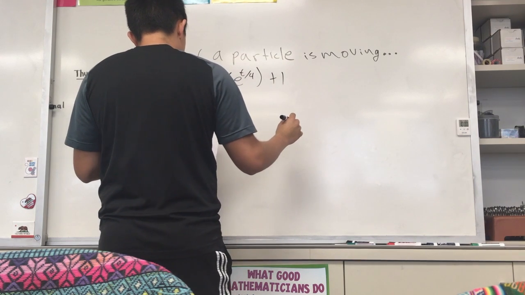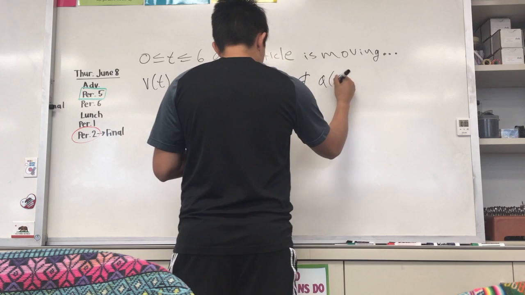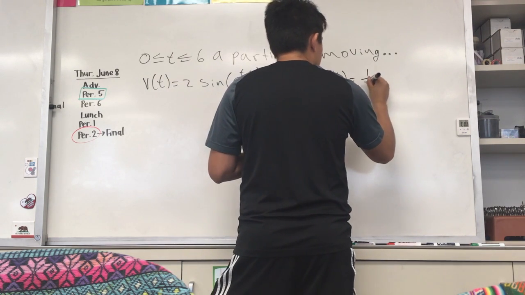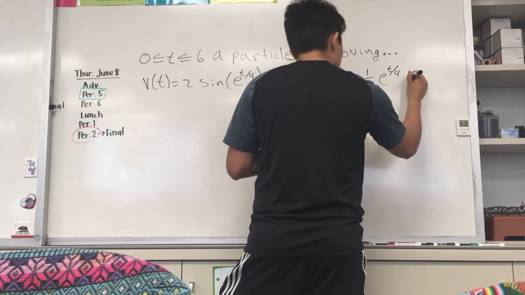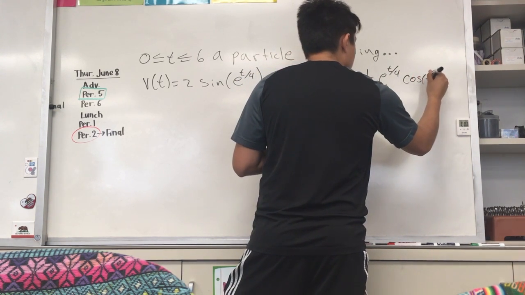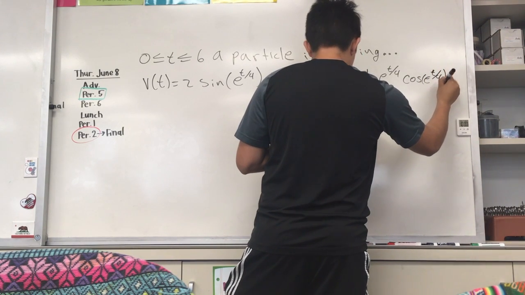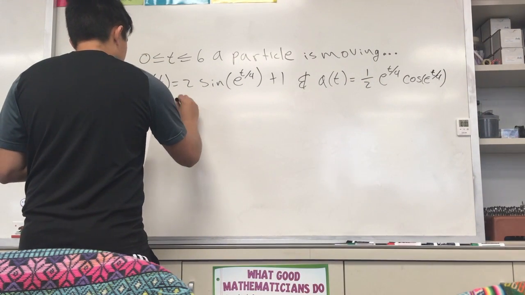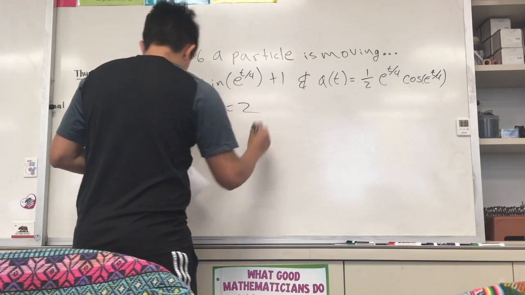The acceleration of the particle is given by a(t) = 1/2 e^(t/4) cos(e^(t/4)). And not only that, they also give us x(0), which is 2.